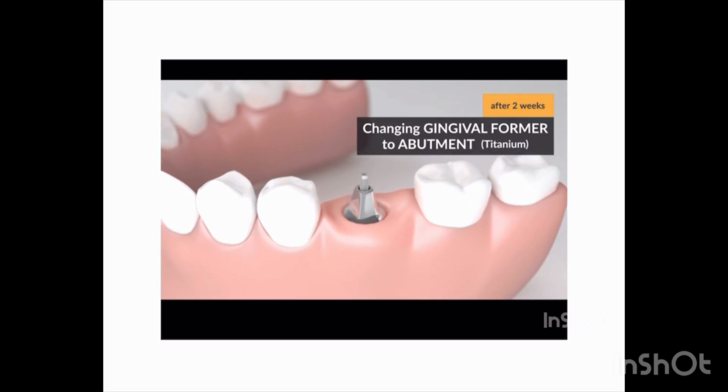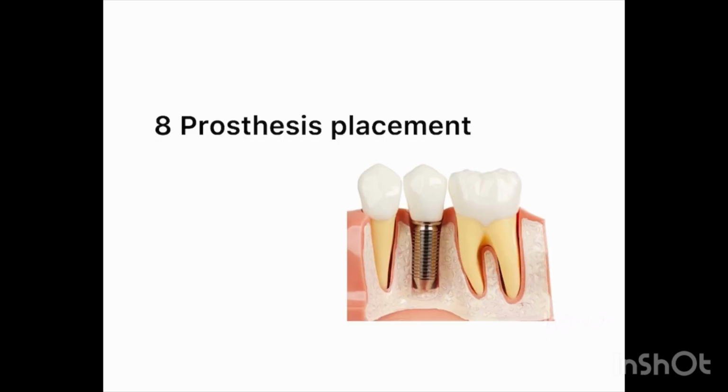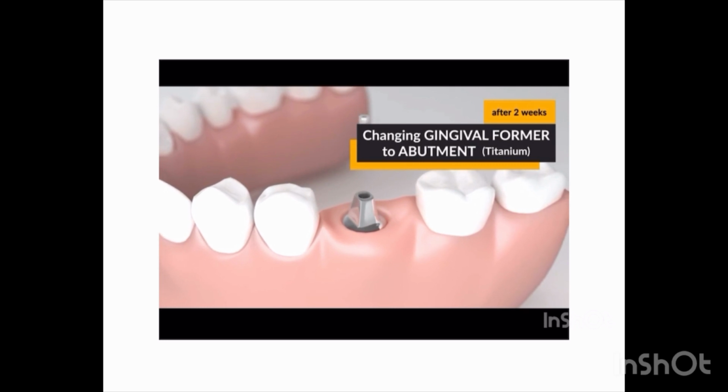And then now the abutment is being placed. And then the 8th step is prosthesis placement. How it is done: at first we take the impression of the dental arch, and then we prepare a study model to make the prosthesis extraorally, and then we have trials of that extraorally made prosthesis in the patient's mouth. Then is the trial of the prosthesis, whether it fits or not, or any other changes are required or not, and then the final prosthesis is made.